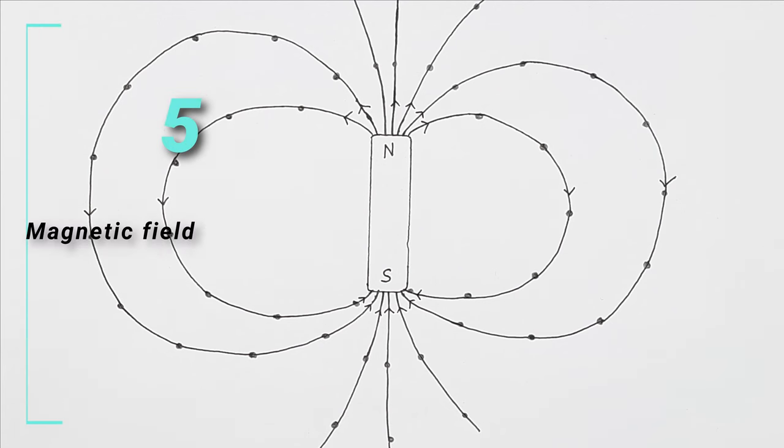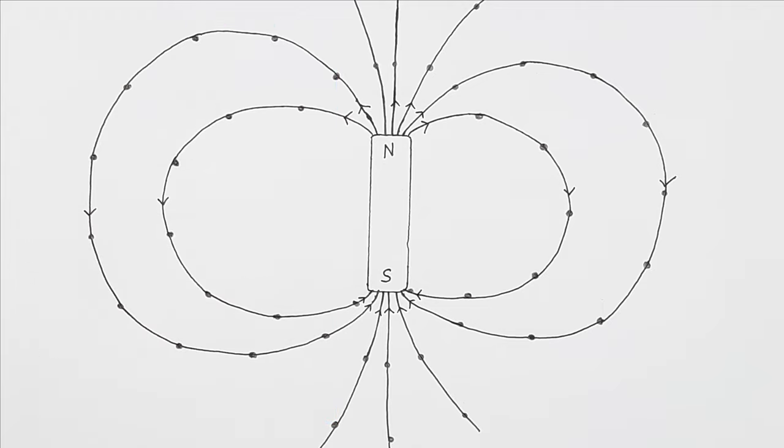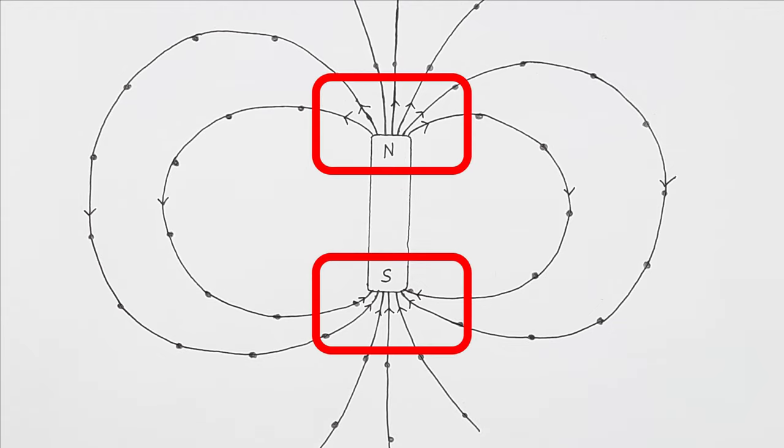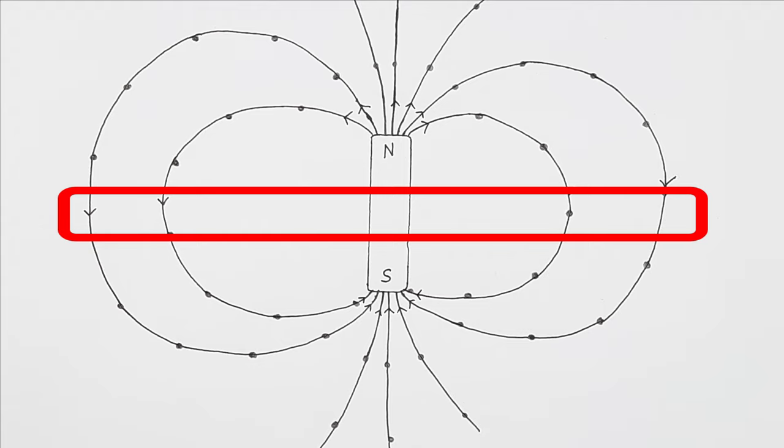Number 5. Magnetic field is stronger in the region where the magnetic field lines are crowded and weaker in the regions where the field lines are far apart. Observe the diagram of the magnetic field lines. We can see that poles are the regions where the magnetic field is the strongest as the field lines are crowded. The center of the magnet represents the region where the magnetic field is weakest and field lines are far apart.